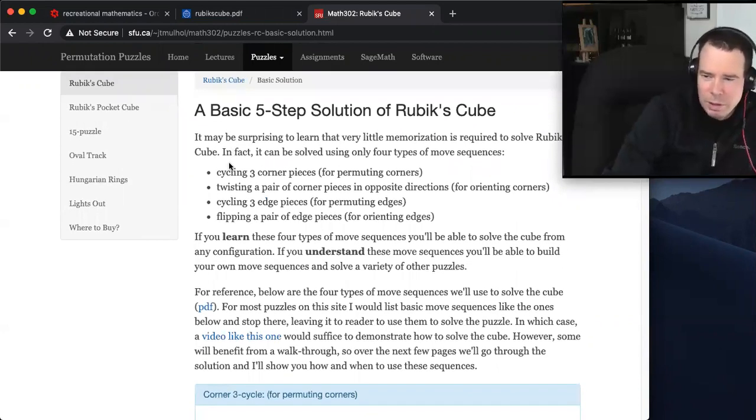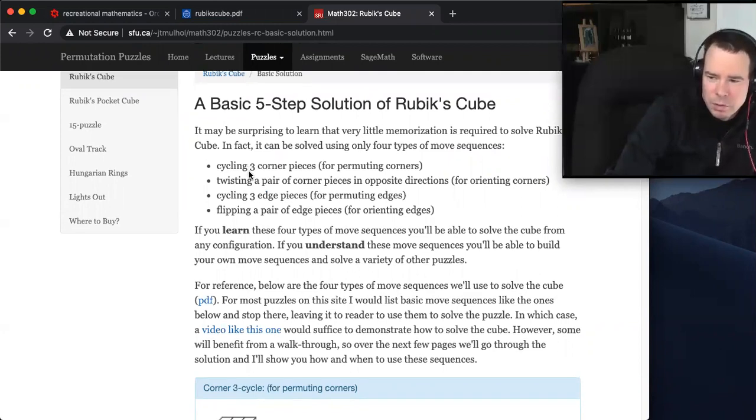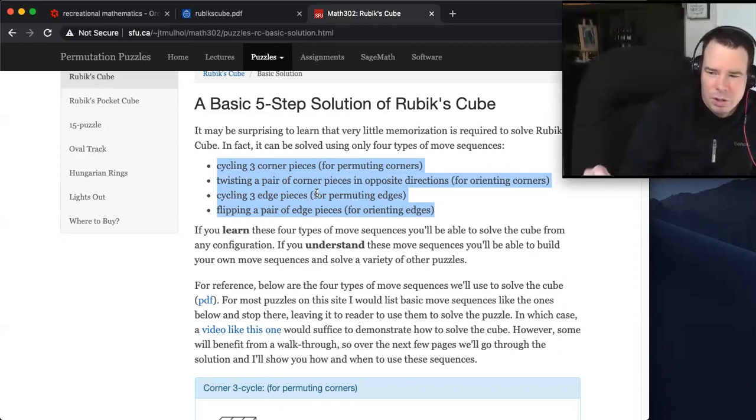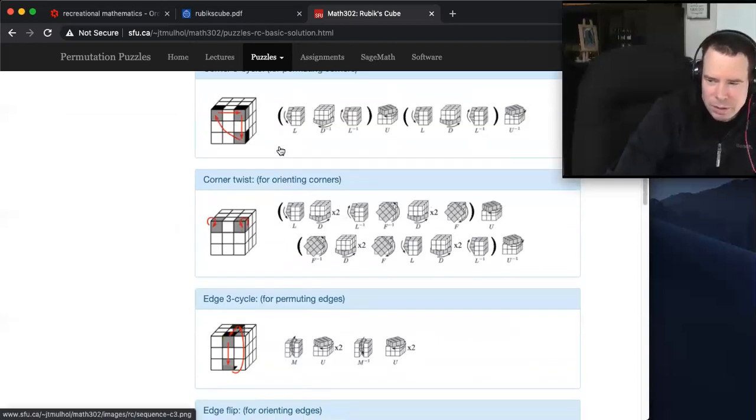This isn't going to win you any speed competitions, but this is based on the theory that we will be developing. So if you just want to jump right to how do I move pieces around, there's basically only 4 moves you need to know how to do on the cube. And that is how to move the corner pieces around 3 at a time, how to twist 2 corner pieces in opposite directions, so they stay in the same location, they just rotate. And similarly for the edges, how to cycle 3 edge pieces and how to flip them in pairs. And then there's some moves written down there.